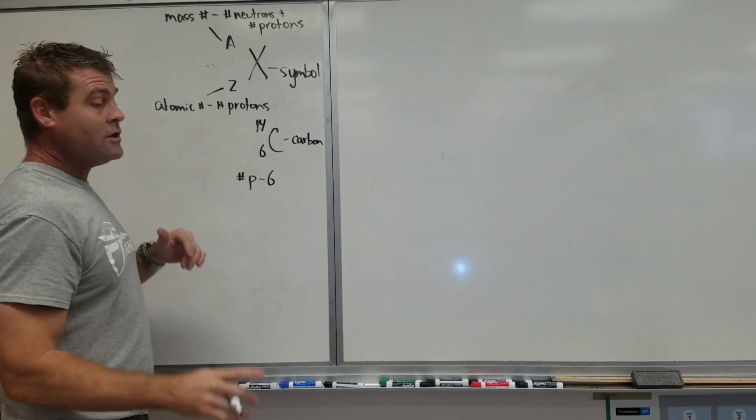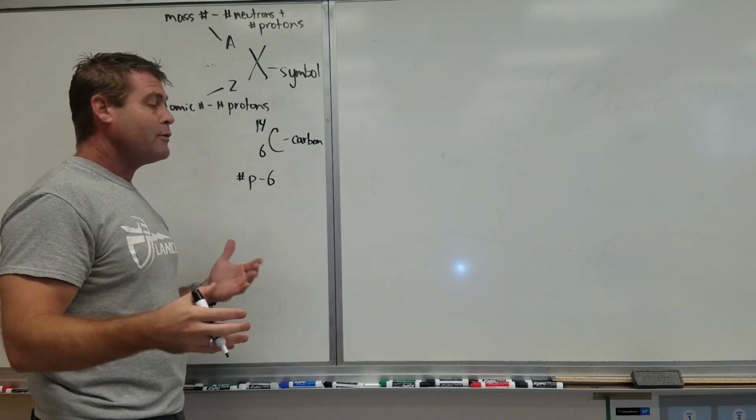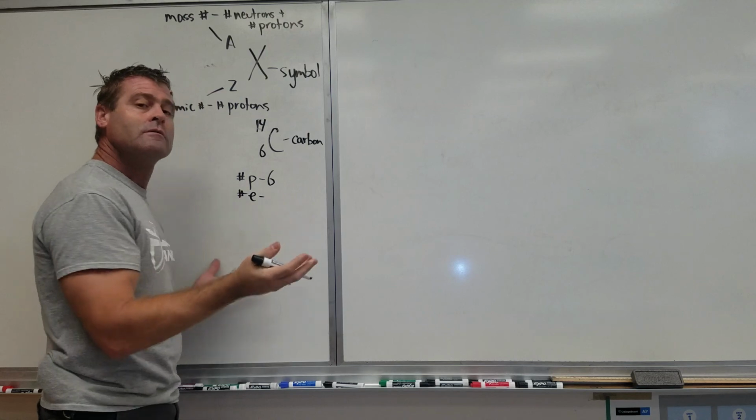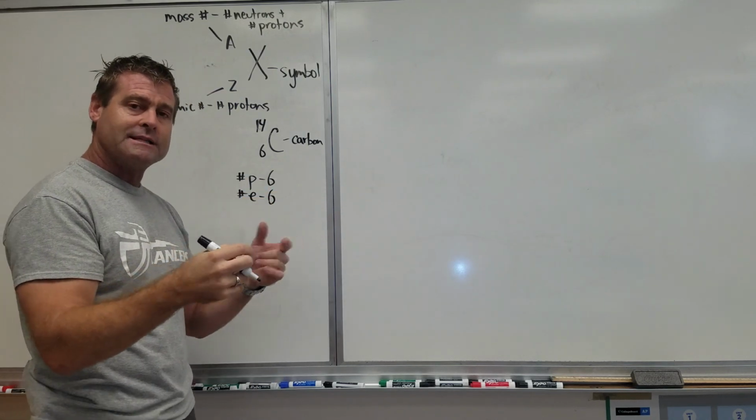And then, unless told otherwise, the atom is considered neutral, so therefore if it has 6 positive protons, how many electrons do you think it has? You would imagine it has 6, right? 6 positives balance out with 6 negatives.